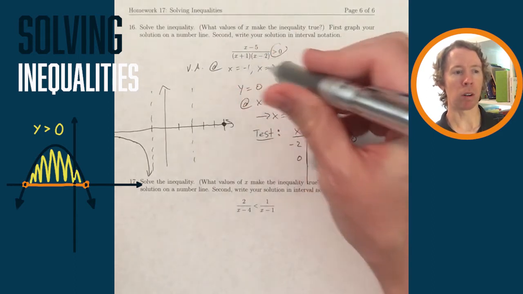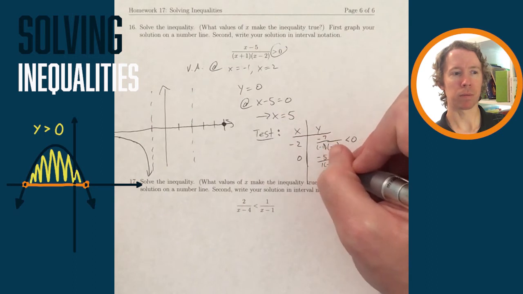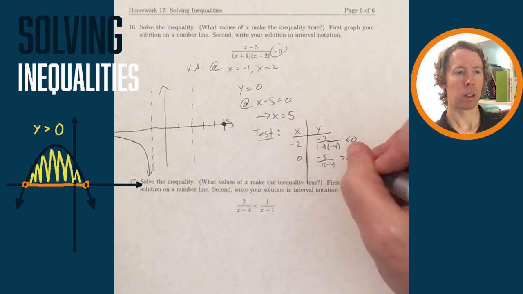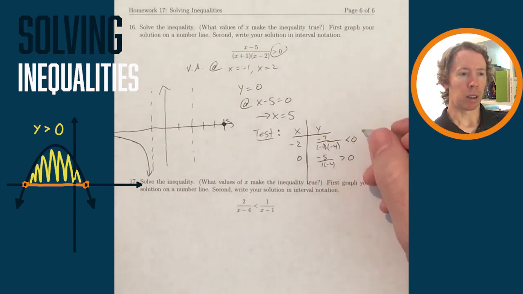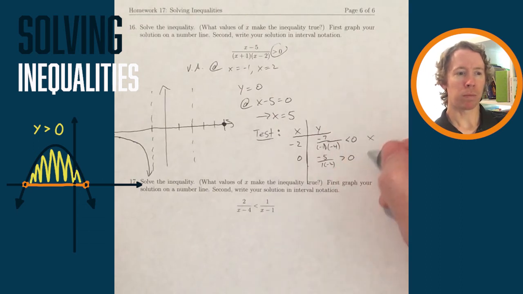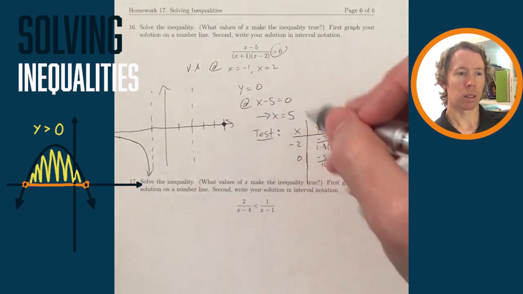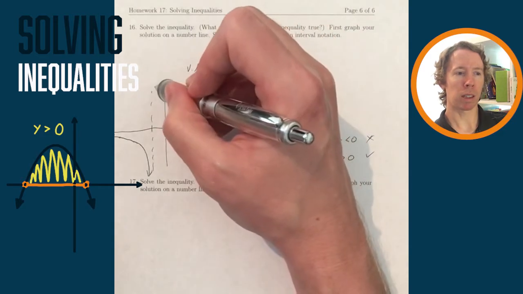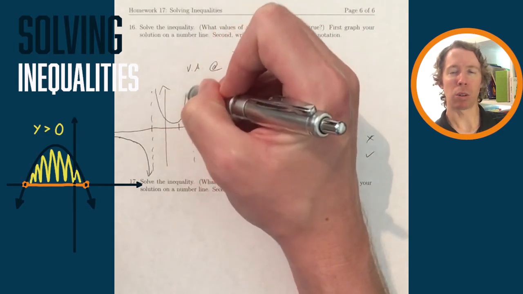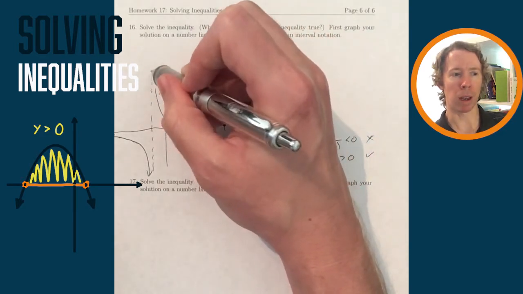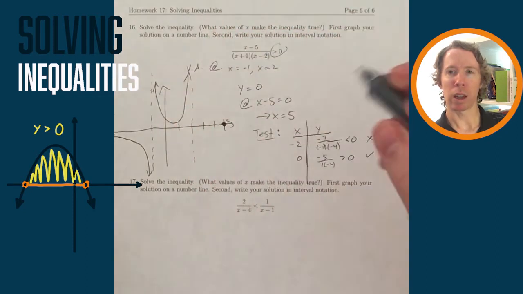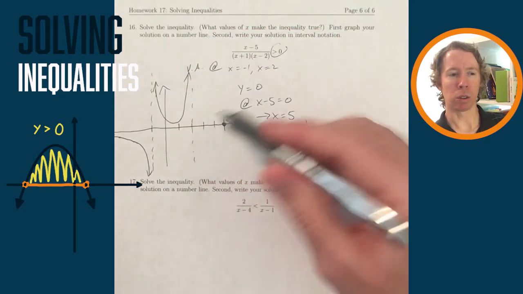Now I'll plug in 0 for the second piece, x equals 0. That gives me 2 negatives in my y value. So negative divided by negative is positive. That means that whole piece is going to be in my solution. That whole piece from x equals -1 to x equals 2 has to be in our solution now.